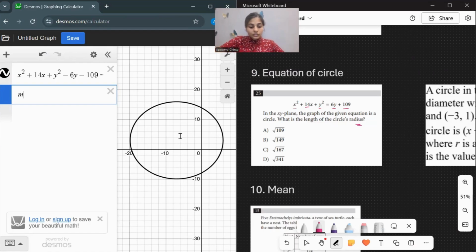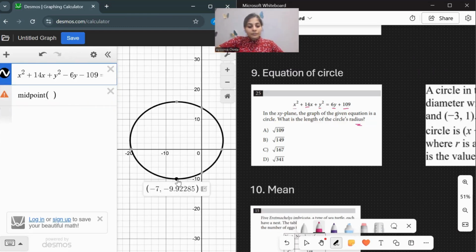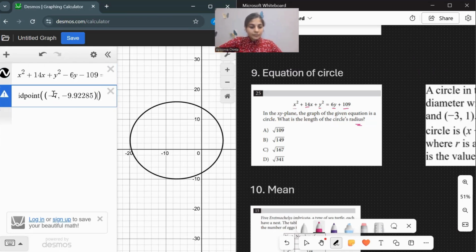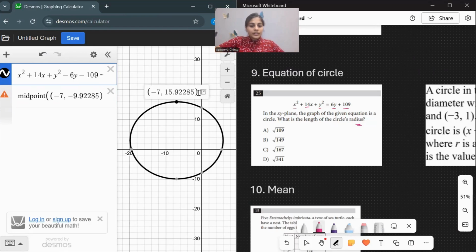Now let's find out the center first. How do we do it? So the center is going to be the midpoint of these 2 points. So I'll just type midpoint, and here it is. I'll just copy this, and then the first coordinate is pasted over here, and the next coordinate would be the other point. So I'll just copy this as well and then paste it over here.